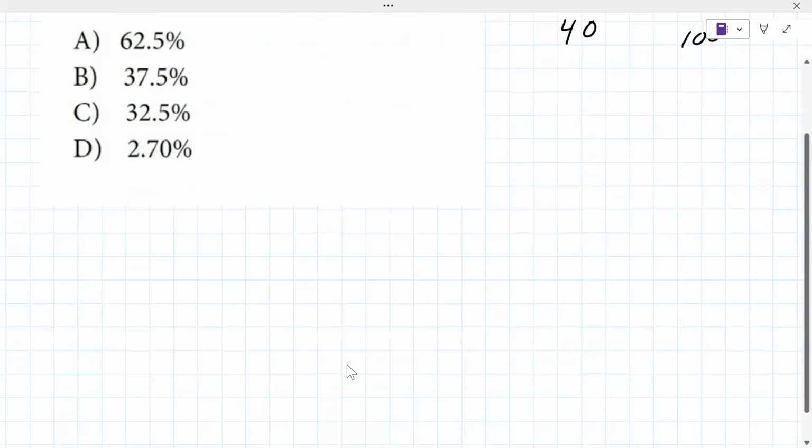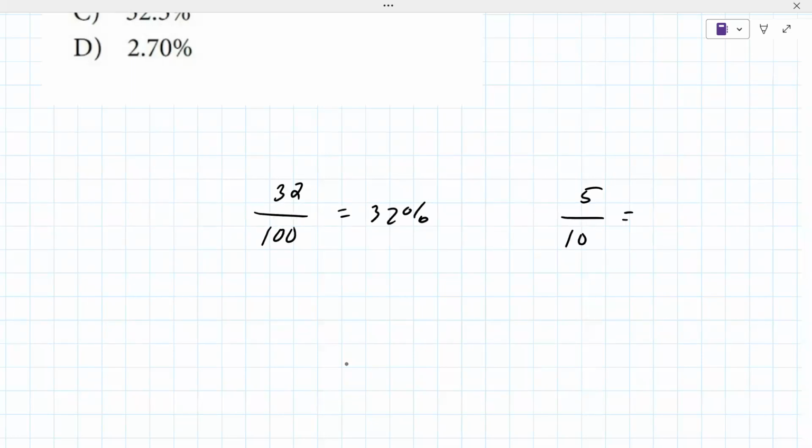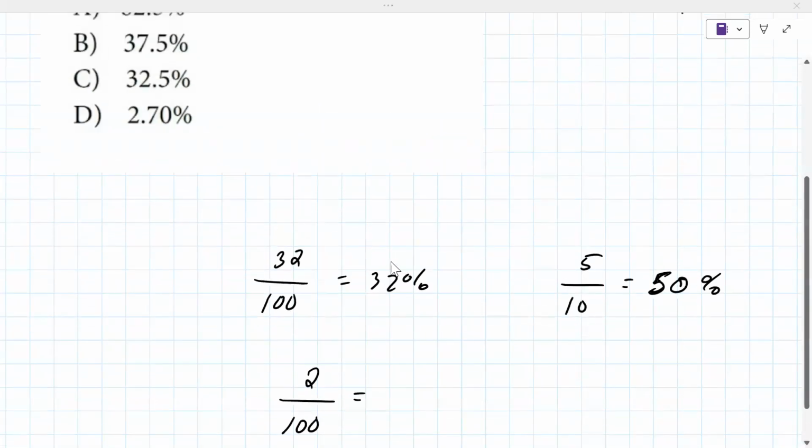So let's come back to that. Let's say it's a 32 out of 100. What is that as a percent? 32%. Yeah. Now, what if it's 5 out of 10? What is that as a percent? 50%. Good. Okay. How about if it's 2 out of 100? What is that as a percent? 2%. It is 2%.